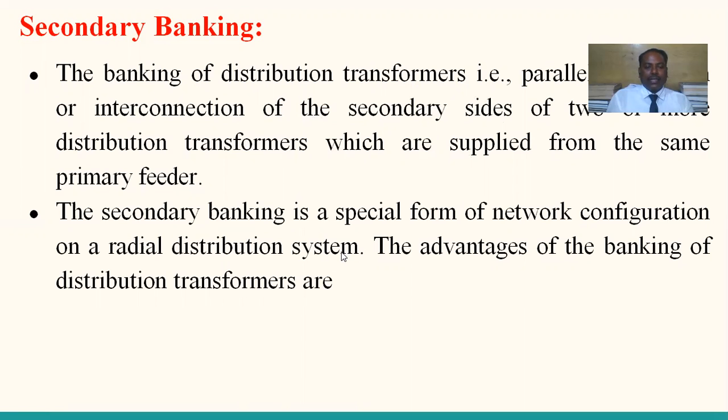See here, radial: from the consumers' point of view, radial connection is to be preferred because it is easy to operate and the cost of the system is low. Radial here is nothing but one path from the substation up to the consumer. The secondary banking is a special form of network configuration on a radial distribution system.